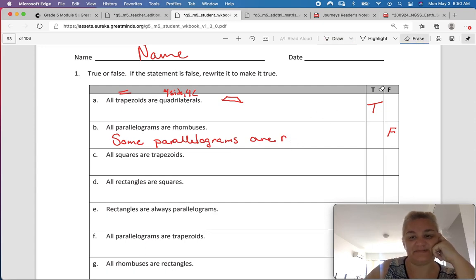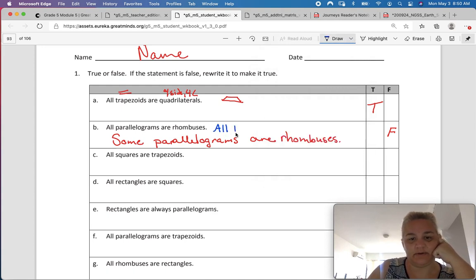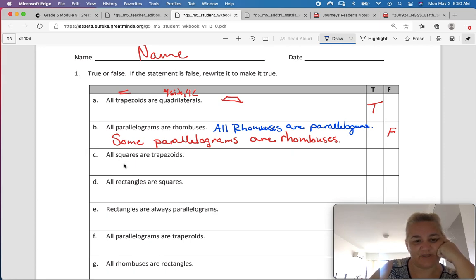Now, all rhombuses are parallelograms. We could rewrite it that way too. If you wanted to flip these 2 words, you could write it in another way to still make it true. You could say all rhombuses are parallelograms. And either of those sentences would make this true. Next one, all squares are trapezoids. So a trapezoid has at least one set of parallel lines. All squares have 2 sets of parallel lines, 90-degree angles, and all sides are equal. So are all squares trapezoids? Yes, that is true.